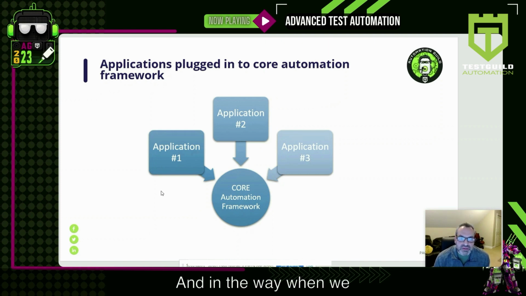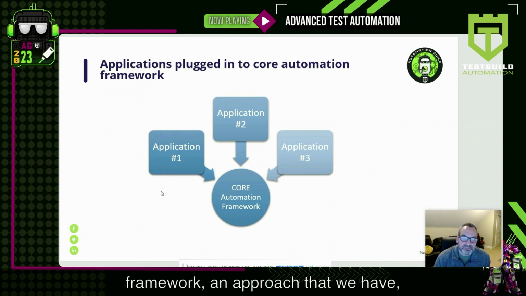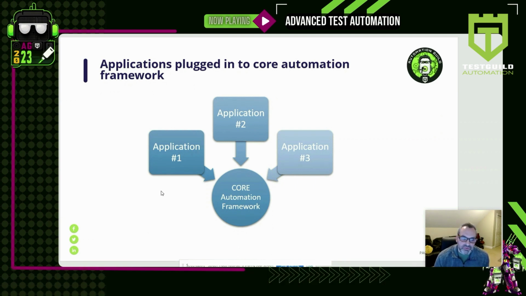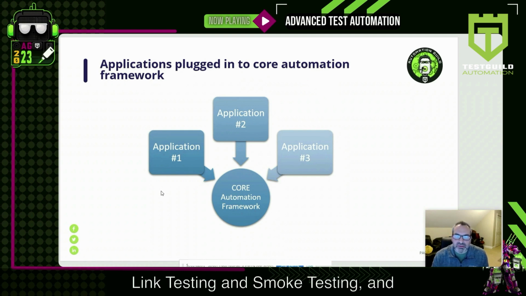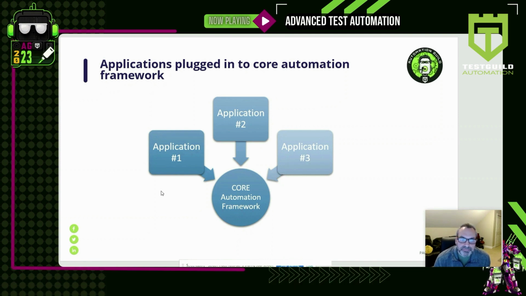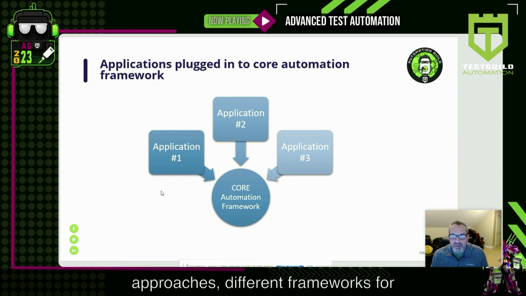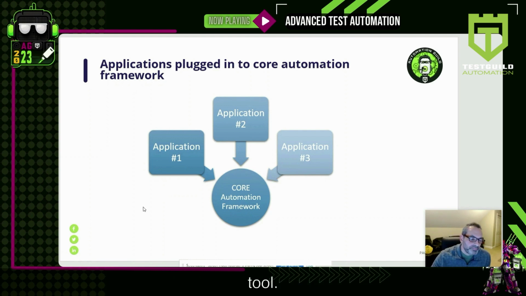When we implemented this common custom framework and approach, the beauty of it is that you can test any number of applications with it. For all the different types of testing, like link testing, smoke testing, and regression testing, all of that is done through this same approach. We're not using different tools, approaches, or frameworks for every application. Every application uses the same approach and the same tool.